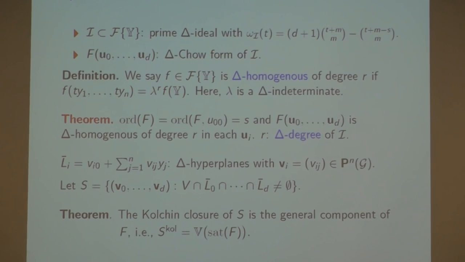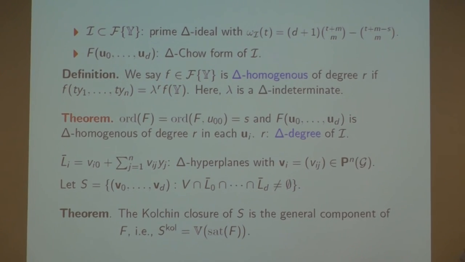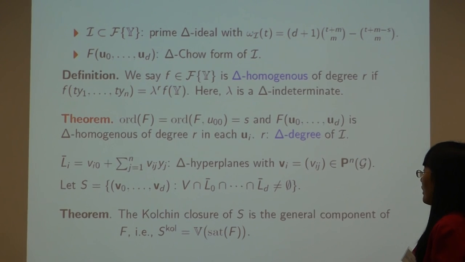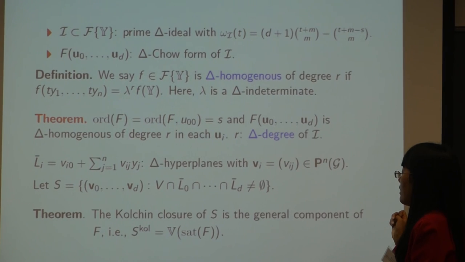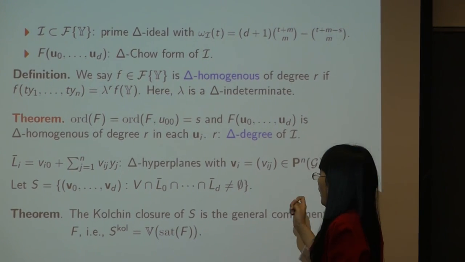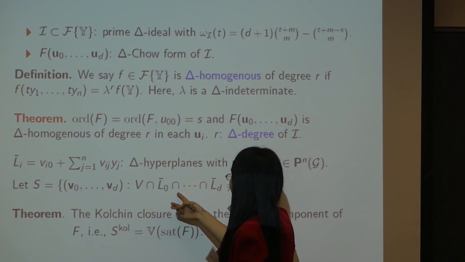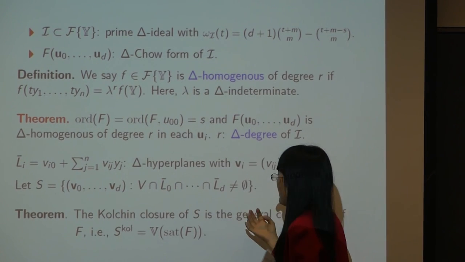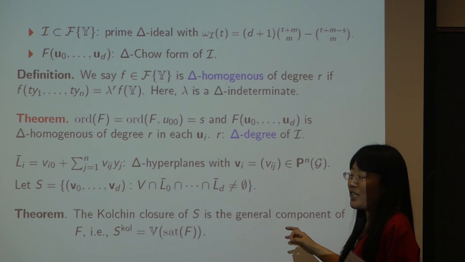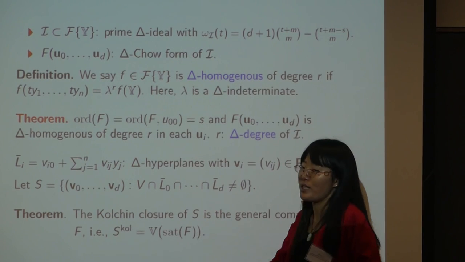This is like the algebraic case and also the ordinary differential case. This means the vanishing of the differential Chow form is a necessary and sufficient condition for V and the given d plus 1 differential hyperplanes to have a non-empty intersection in some sense, in the sense of Kolchin closure.